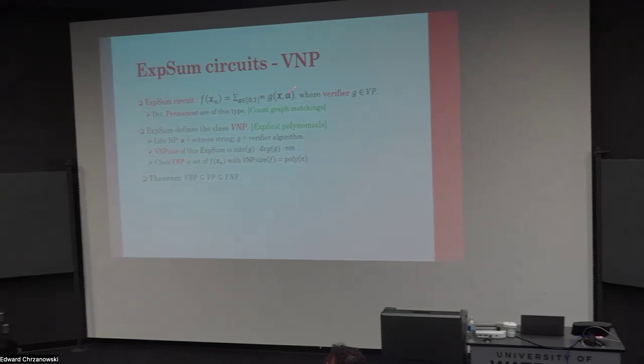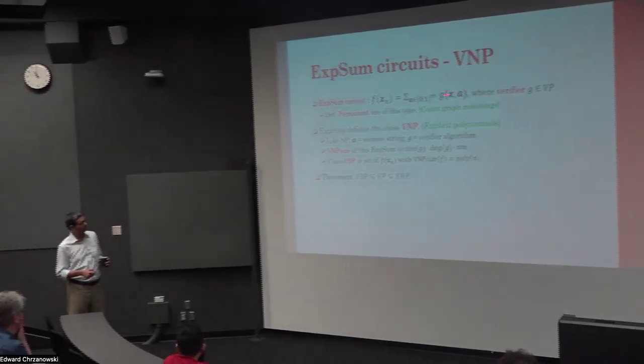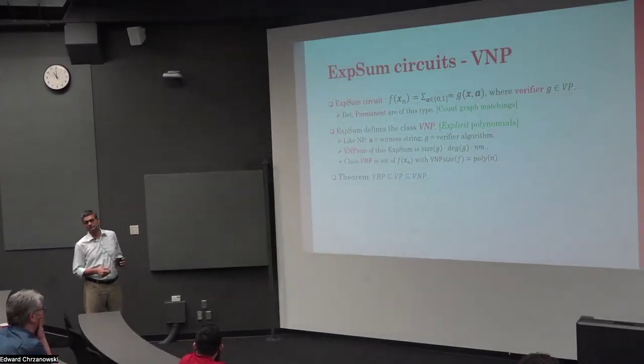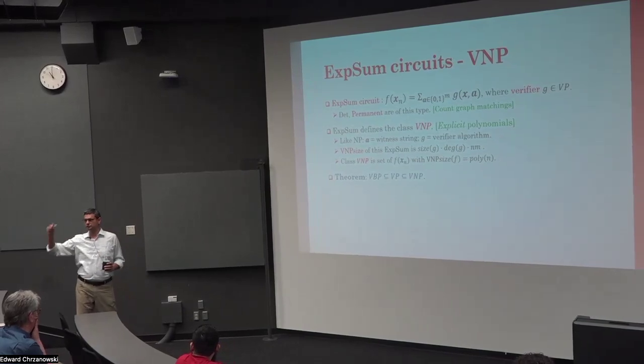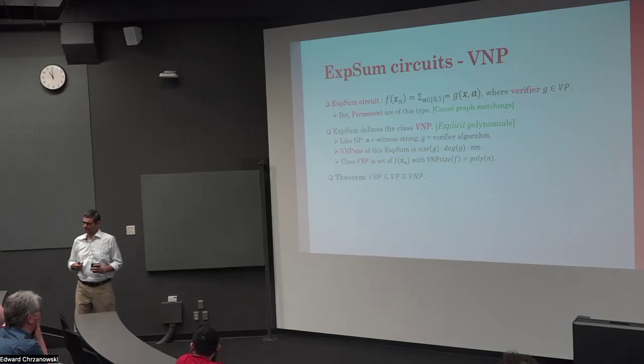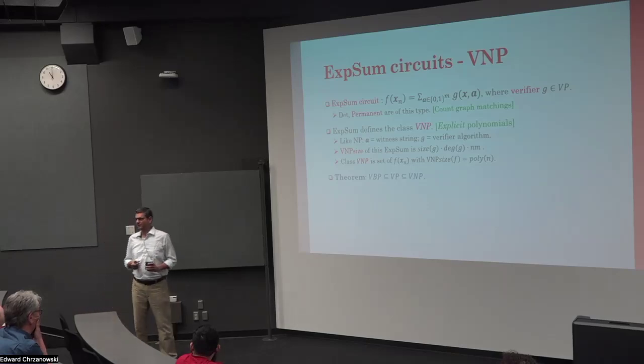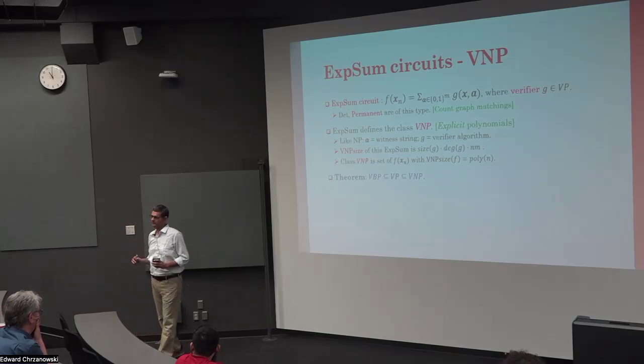Yeah, so what you have to notice here is that G is common across all A's. As A takes values on the Boolean hypercube, G doesn't change. I mean, the function G is the same. Only its evaluations are changing. It just flips the bits. And exactly the same thing happens with NP also. The verification algorithm doesn't change with the witness or the certificate.